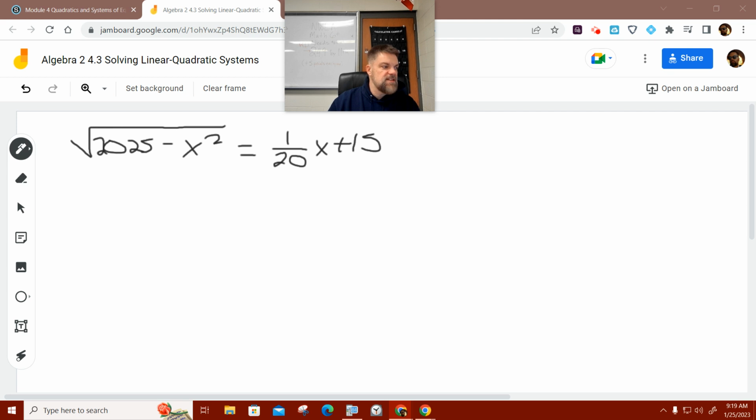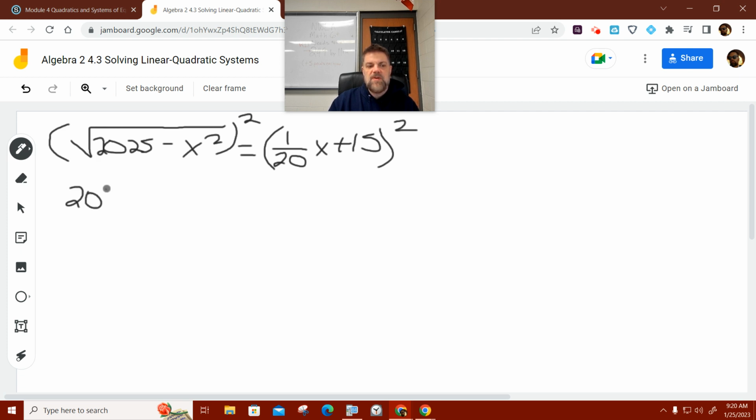Now the trick for this is that this is not easy to do. I need to square both sides, right? Your textbook does it a slightly different way, but it doesn't matter how you do it. We'll get the same answer. So in order to get rid of the square root, I have to do this, but whatever I do on one side, I have to do on the other side. Now this one is easy. I just get 2025 minus x squared. When you square a square root, because they're inverse operations, you're just left with the base, right?